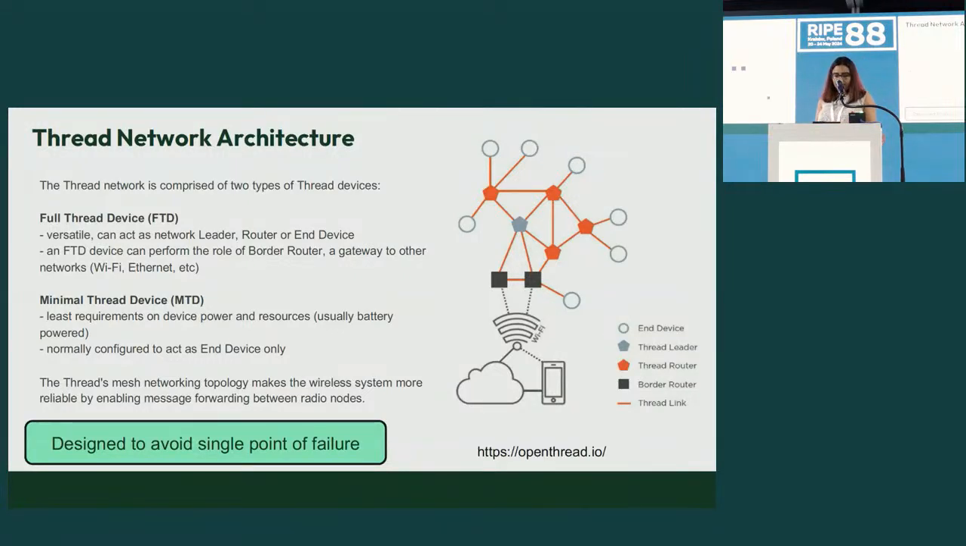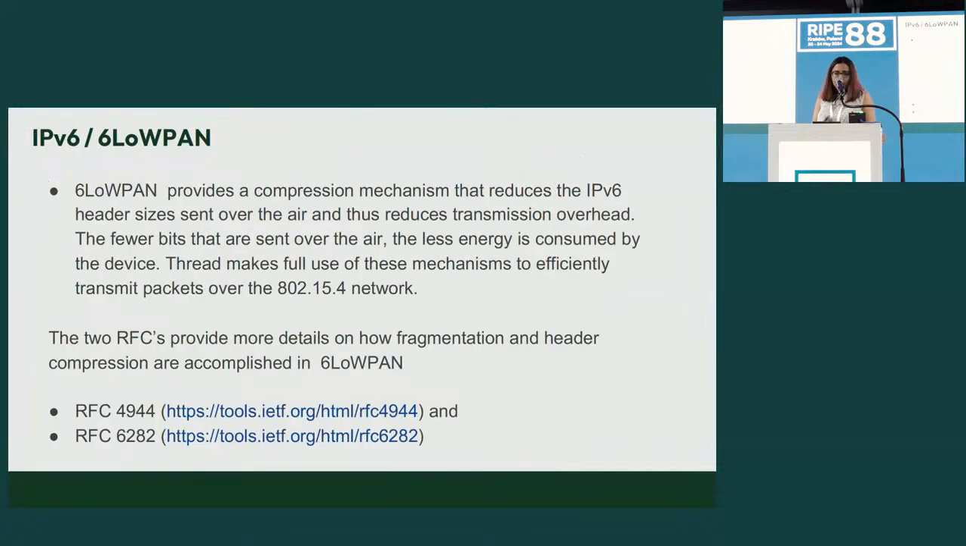And you can see here, as I said previously, because of the mesh networking topology, the whole game of the thread network is to make sure that there is no single point of failure in the network. So now one of the questions is, 802.15.4 has a very small frame and supports very small data rates. How do we incorporate IPv6 on this kind of physical layer?